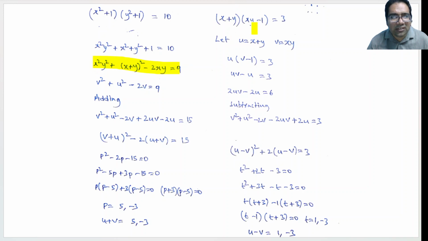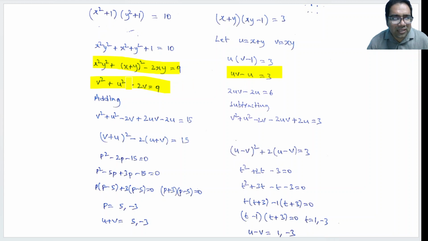This equation is already in the form of x + y and xy. So for simplicity, let us substitute x + y as u and xy as v, so that solving becomes a little easy. So what is x²y²? It becomes v², plus (x + y)² becomes u², minus 2v equals 9. Similarly here, u times (v − 1) equals 3. That means uv − u equals 3. So we are getting this equation from here, and v² + u² − 2v from here.